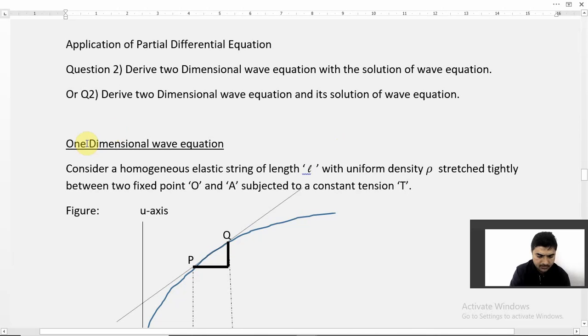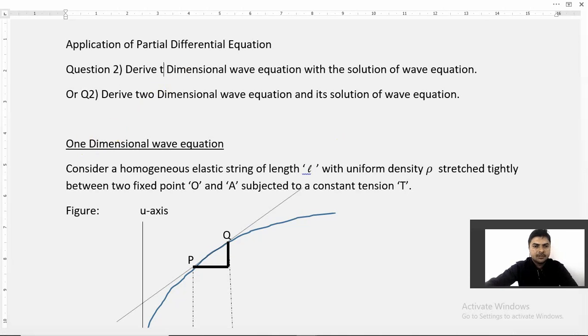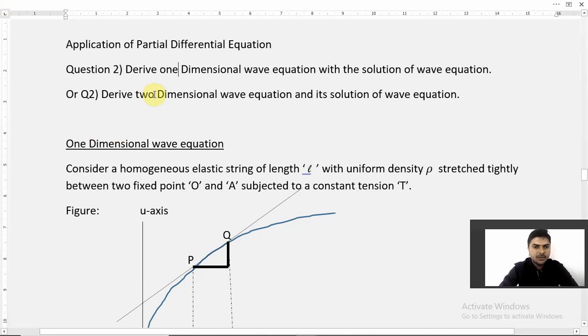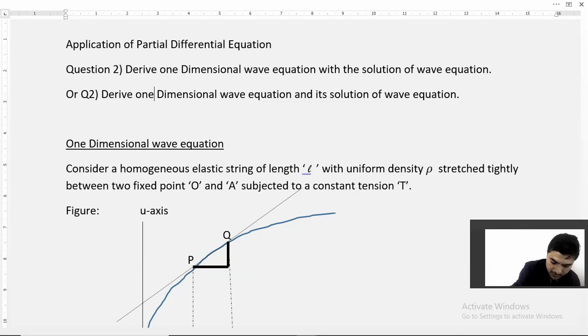This is one-dimensional wave equation. Two-dimensional wave equation also you will get, but in this video I am going to do one-dimensional wave equation. If you want two-dimensional wave equation derivation, definitely I will derive, no problem. You have to just like and comment on the YouTube that please make a two-dimensional wave equation. Definitely I will make it. This video is made only for the students who want to understand wave equation, friends.